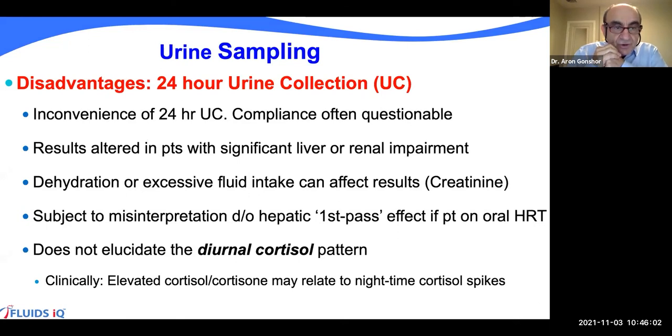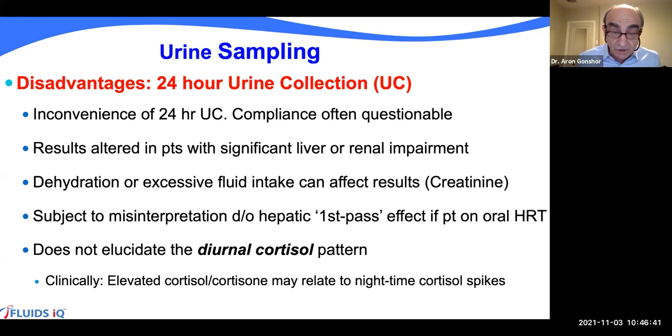When you're doing 24-hour urine, there are disadvantages. The first thing is it's very inconvenient. Compliance is often very questionable, and that is a problem in and of itself. In fact, there are many physicians, when they're doing 24-hour urine, that will do it in an in-house environment, meaning literally a place where they know that they can control the amount of urine that is coming out so that there is no question as to the urine flow and the amount that they're actually collecting, and they don't depend on what the patient or the client has told them.